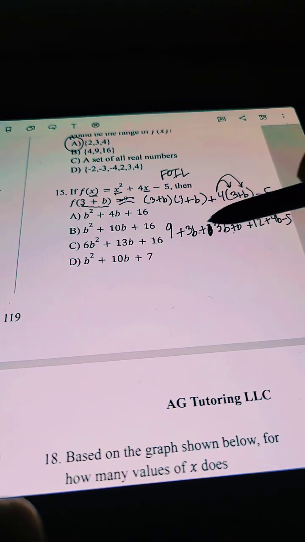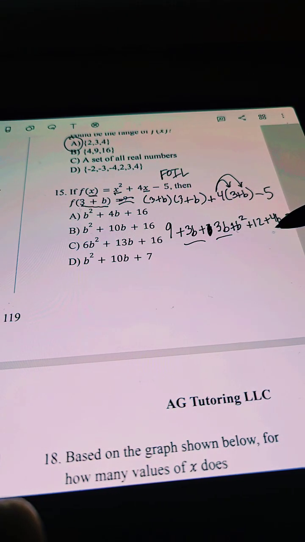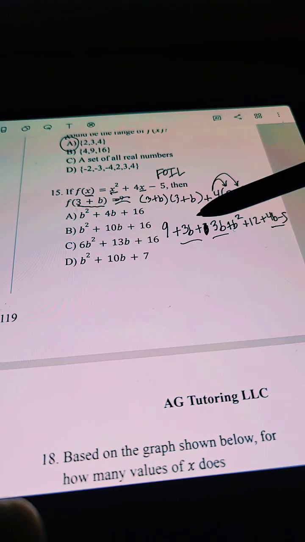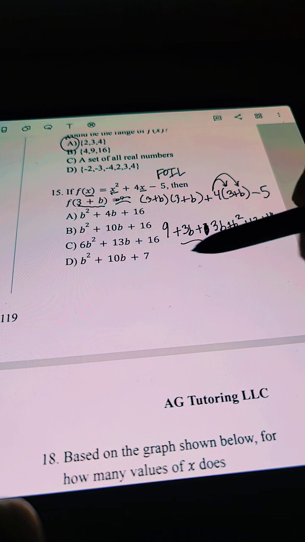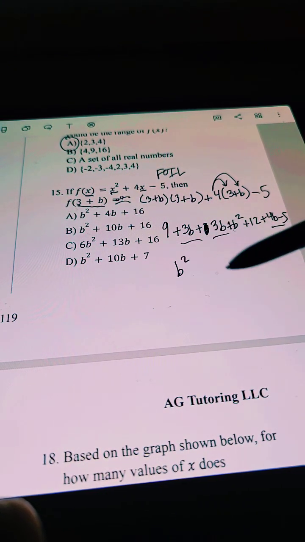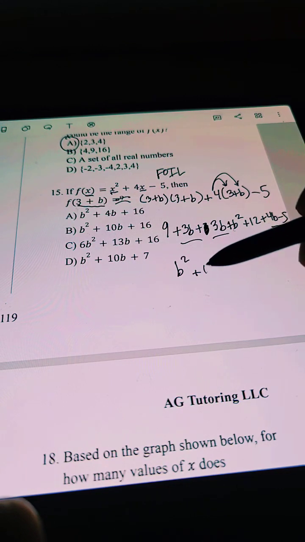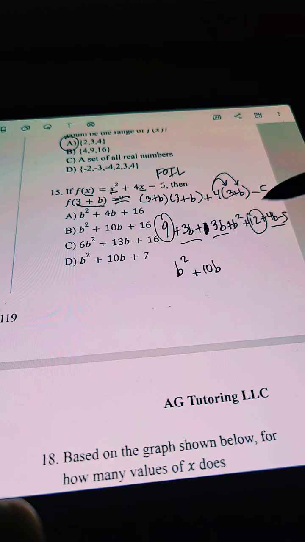And then we're now going to combine any like terms. So I see that there's a like term here, and like term here. So 3b plus 3b is 6b, 6b plus 4b is 10b. So I'm going to have, and then b squared doesn't have any like terms, so I'm going to go ahead and copy that down. So b squared plus 10b, and then I have these like terms right here.